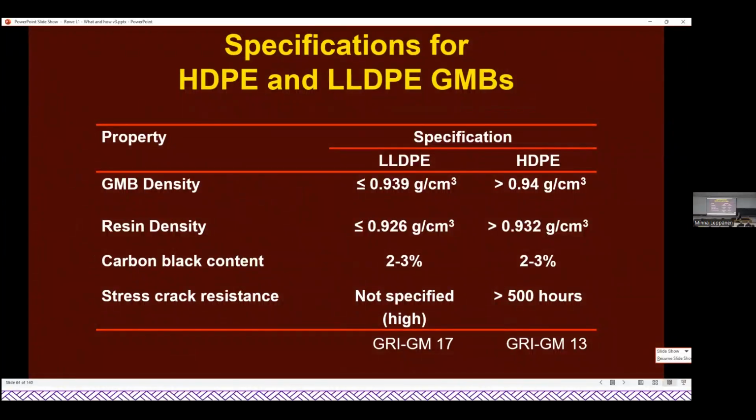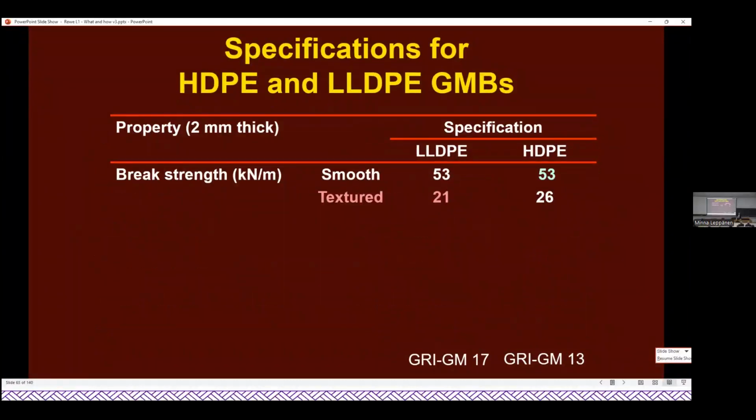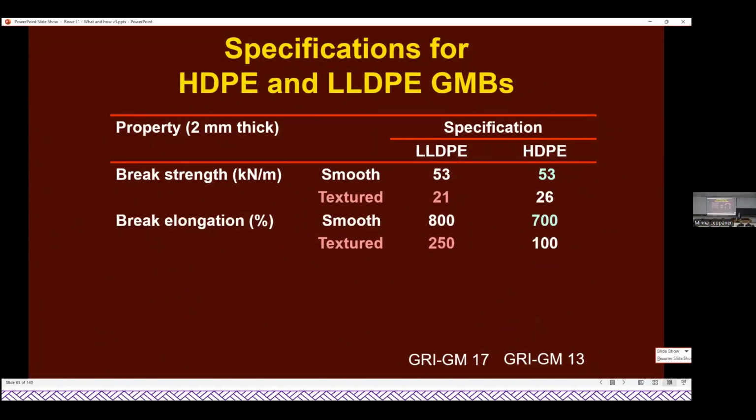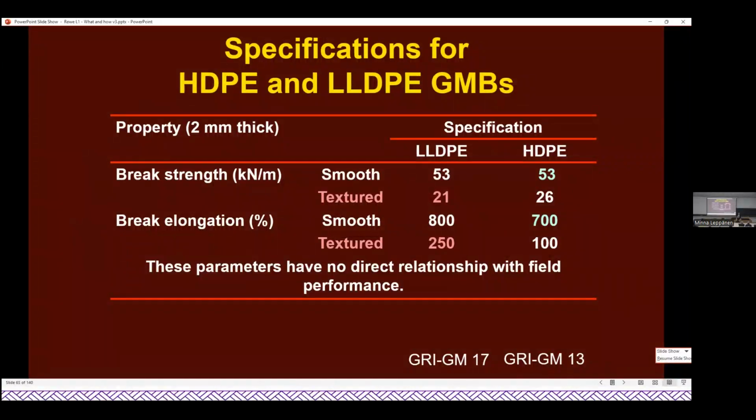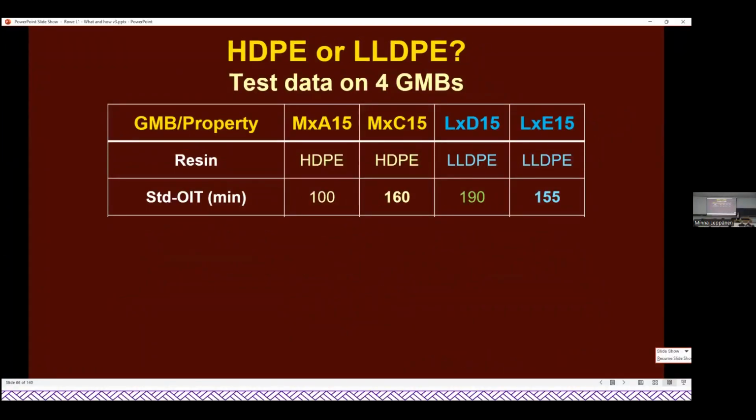Specification sheets will list things like this. All very interesting, but really doesn't tell you anything. And this, and this. And you can see there's a bigger difference between smooth and textured, whether it's LLDPE or HDPE, than there is between the LLDPE and the HDPE. And none of those parameters are actually relevant to design. So let's look at the parameters that are relevant to design.